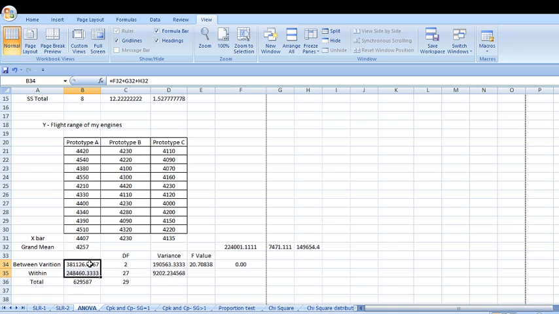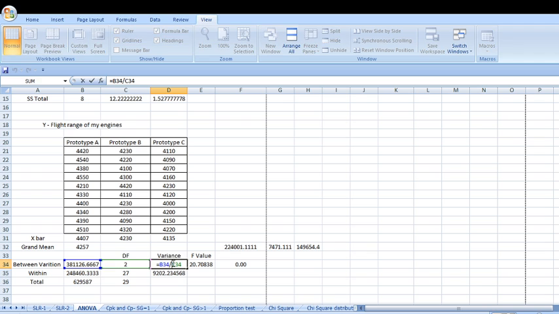Total variation will become the sum of these two things. If I take the sum of these two things, it's 629587, which you can see on the screen. Degrees of freedom we have already seen. For between variation, 3 minus 1 is 2. For within, I've already exhausted 3, so I've got 30 minus 3, which is 27. I just need to add these two things, and the total degrees of freedom becomes 29 for me.